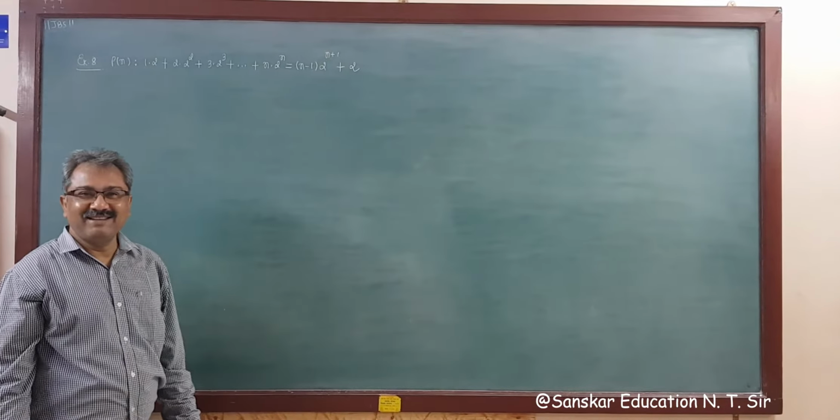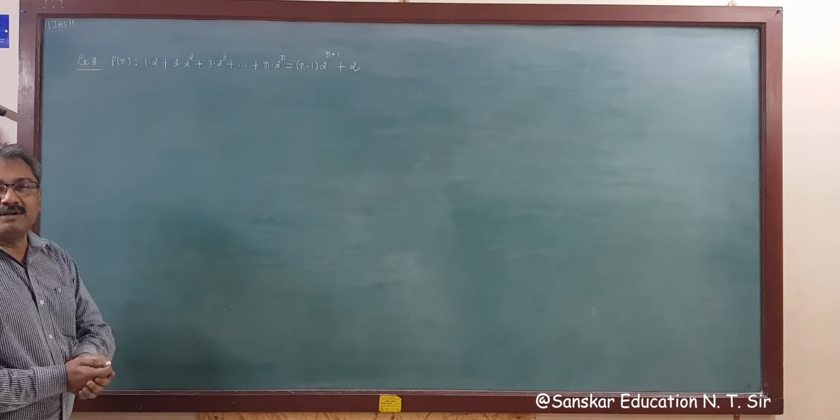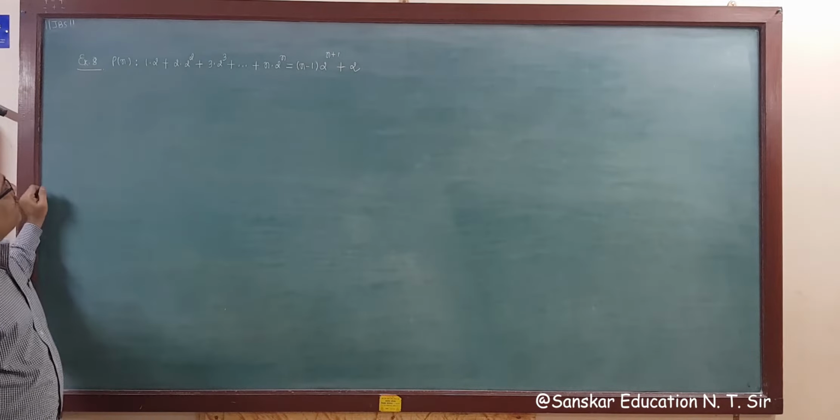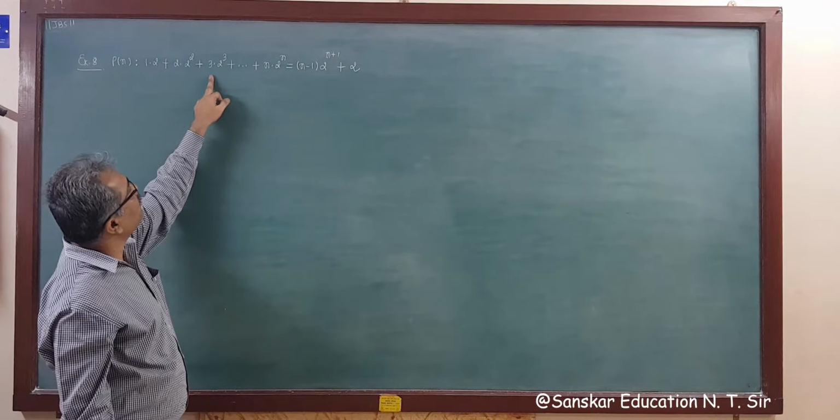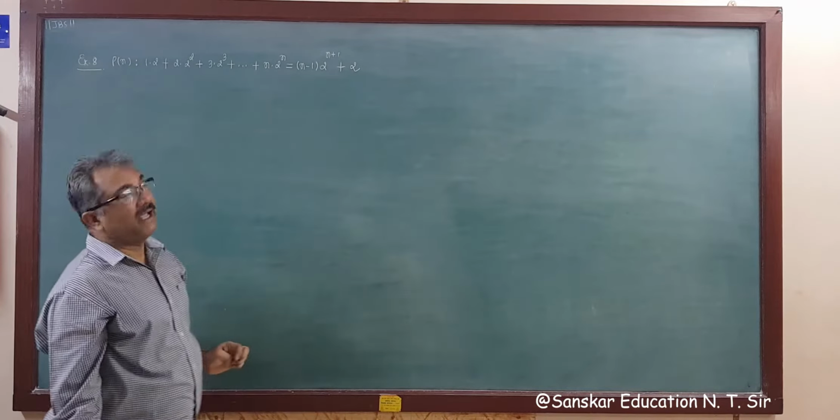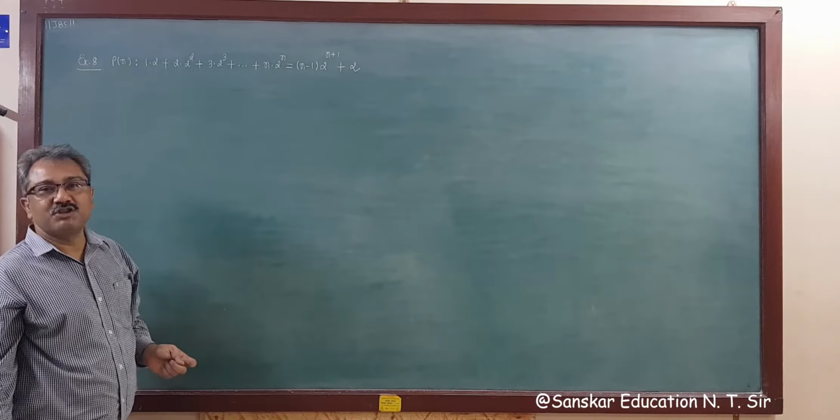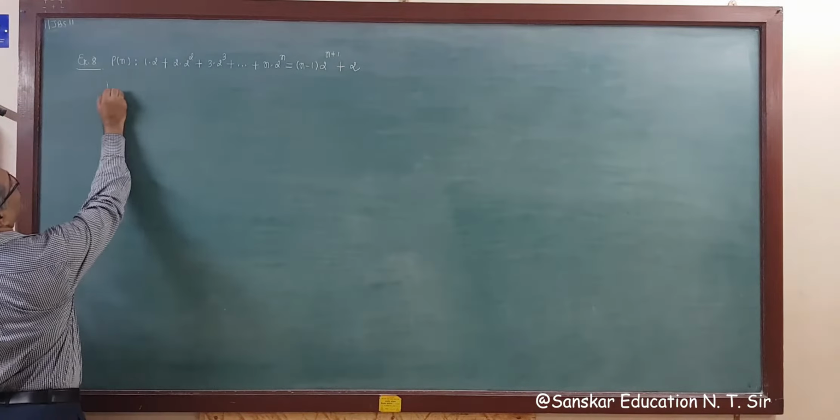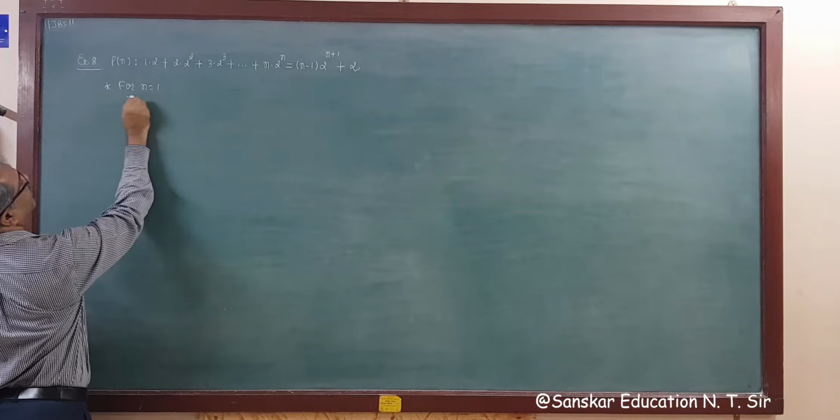Good morning. Today we are starting with example number 8. Given that P(n): 1 into 2 plus 2 into 2 square plus 3 into 2 cube plus ... n into 2 raised to n is equal to (n minus 1) into 2 raised to n plus 1, plus 2. Right? So first step, for n is equal to 1.